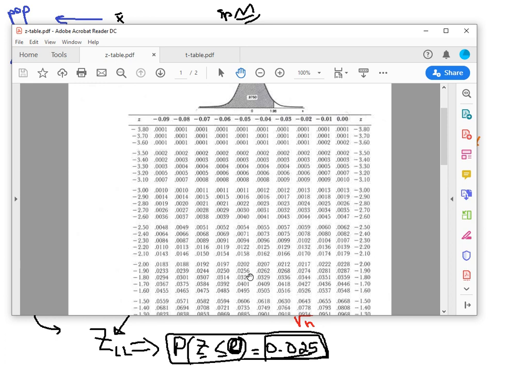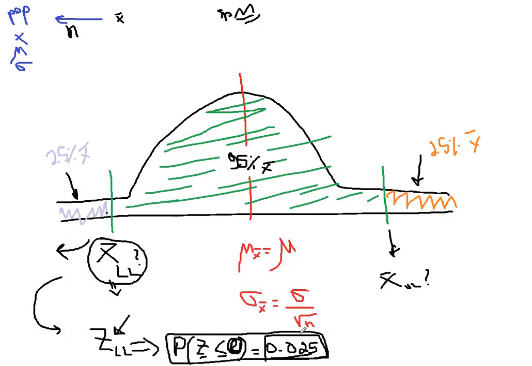0.0256. I'm almost there. In fact, if I just look at this one right behind it, this is exactly the value I'm looking for. And that is for Z equal to negative 1.96. Great. So I was able to find that Z lower limit is equal to negative 1.96. Now guess, if I were to try to find Z upper limit, what do you think the value is going to be?